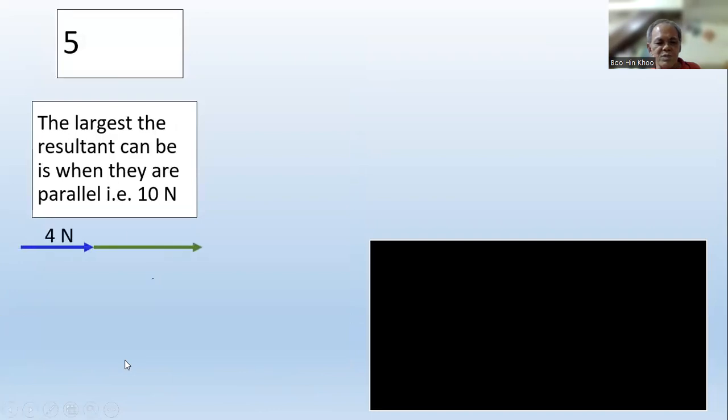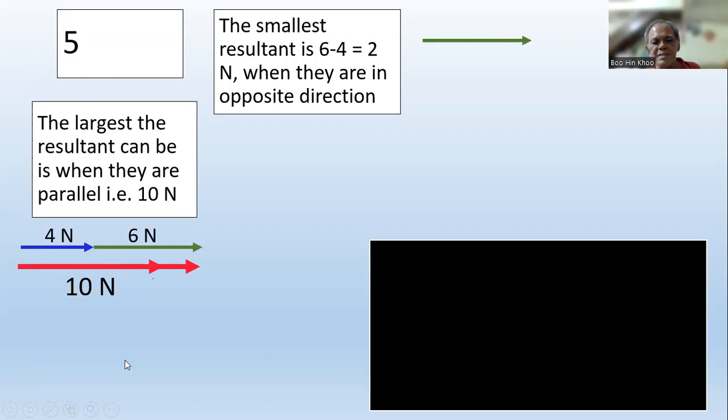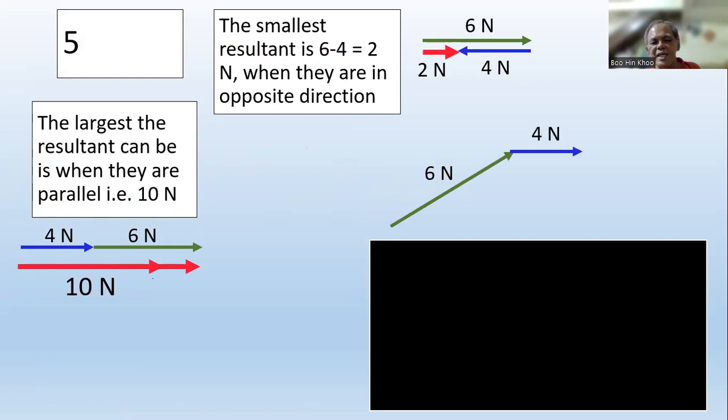Okay, so this one, do the same thing. 6 minus 4, we get 2. And the other lengths that we can get will be by changing the angle between 4 and 6.